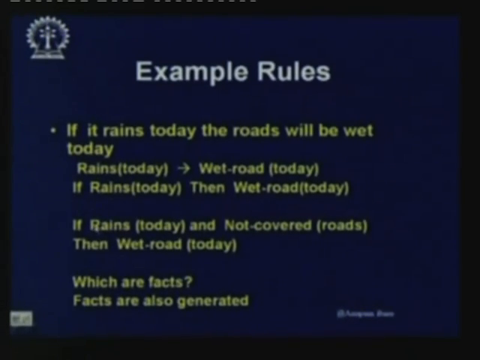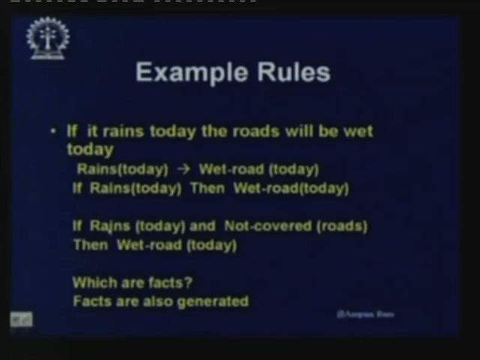In this case, we have a number of antecedents. Rains today and not covered roads are two antecedents, and these two together we call the antecedent field, or simply the antecedent. Now, what happens to this rule? If the fact is that rains today, that means if rains today evaluates to true, then we will conclude that the roads will be wet today. On the other hand, here, when will we infer wet road today? We'll infer wet road today if both these conjuncts of this antecedent evaluate to true.